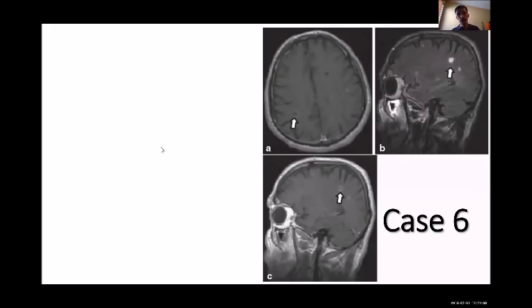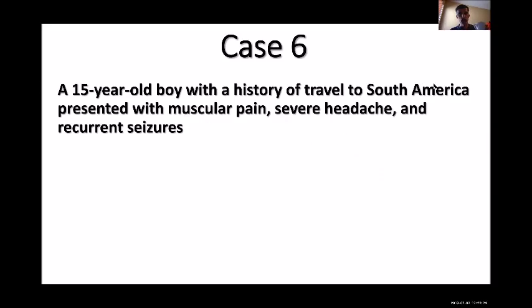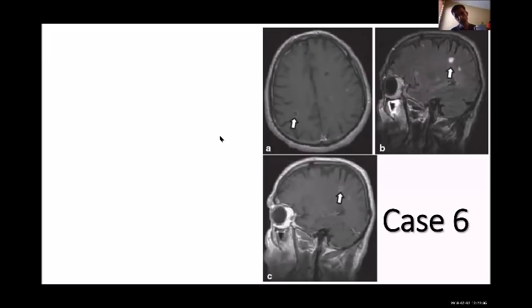Okay, and this is his MRI, and you guys remember it's South America, which means a developing country. And if you go back to history, it's a history of travel. There is muscular pain, there is severe headache, and there is recurrent seizure. Okay, somebody said Lyme disease, which is unfortunately incorrect, because can you tell me how Lyme disease developed?